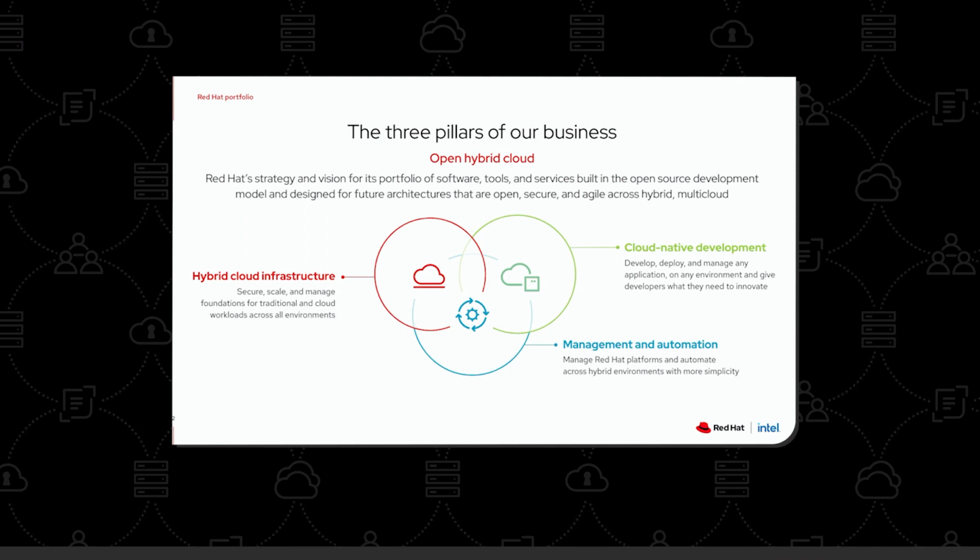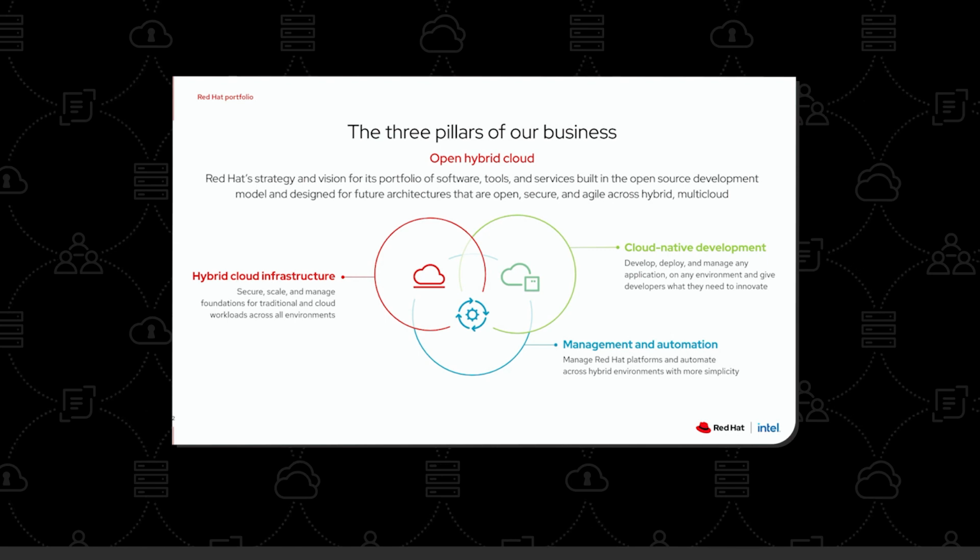Before moving into the topic of Ansible, I just want to mention that we at Red Hat describe our solutions in terms of 3 pillars. The red one is hybrid cloud infrastructure, which is the foundation for consistently running your workloads on basically any footprint, be it on-prem or in a public cloud. The green one is cloud-native development, focusing on developing, deploying, and managing applications. But the focus for this session is the blue one, management and automation, where Ansible Automation Platform plays a big part.